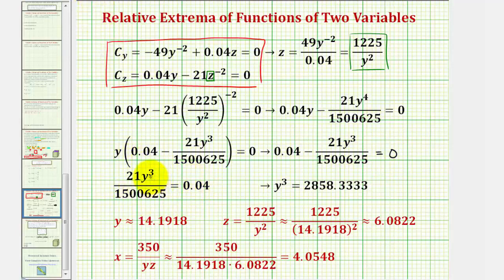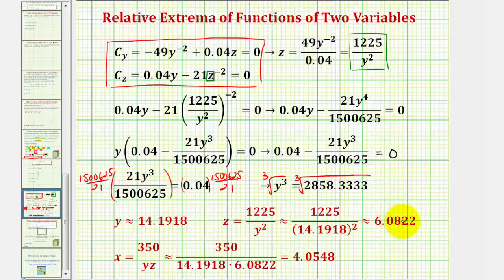And now from here, to isolate y cubed, we have to multiply by the reciprocal of this fraction here. So notice how the left side simplifies to just y cubed, and this product here is approximately this value here. So now to solve for y, we would cube root both sides of the equation, or raise both sides of the equation to the 1/3 power, and this gives us y is approximately 14.1918. And now to find the z-coordinate of the critical point, we can use this equation here where z is equal to 1,225 divided by y squared, which gives us z is approximately 6.0822.